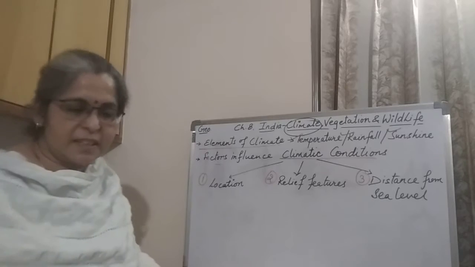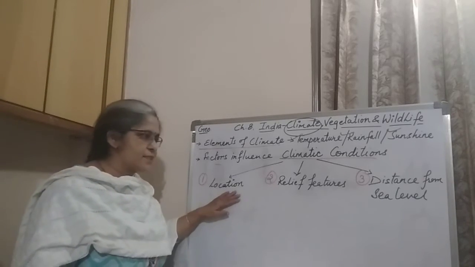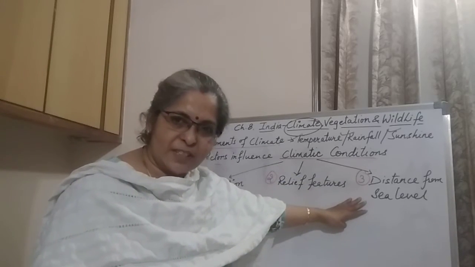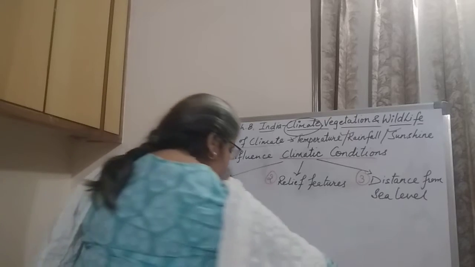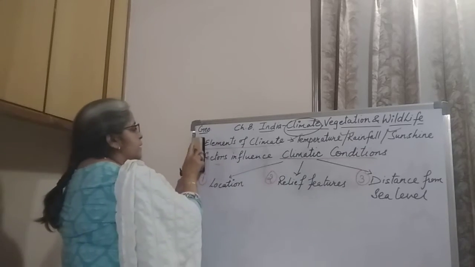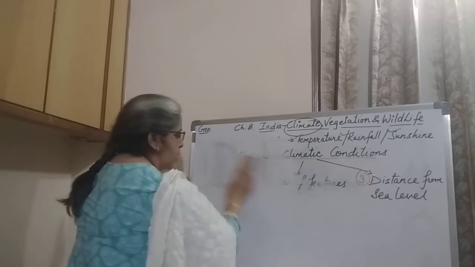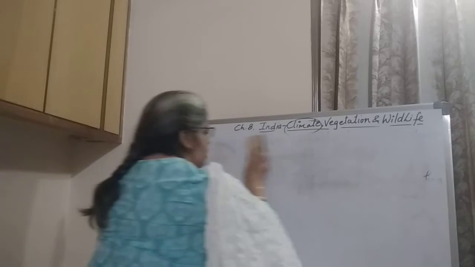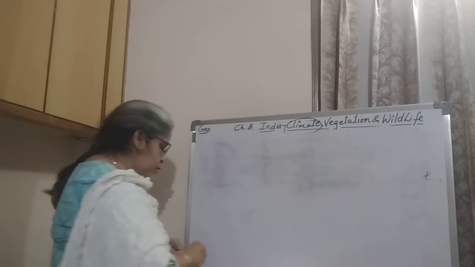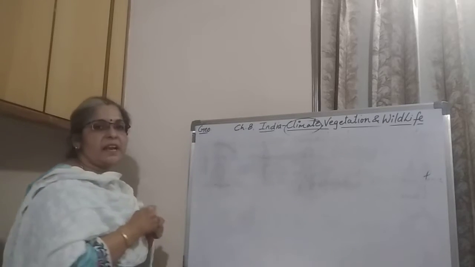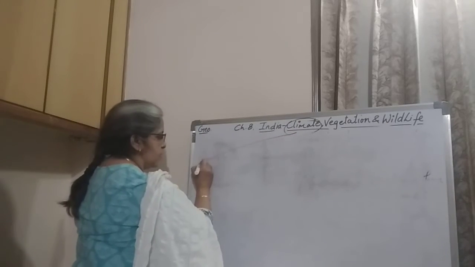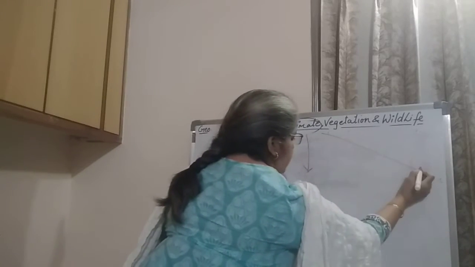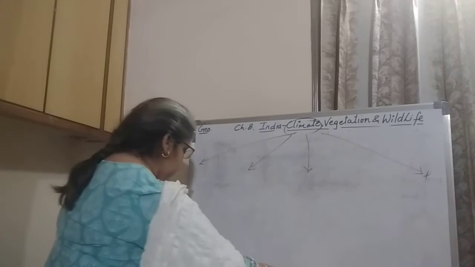This is how the climate changes because of these three factors: location, relief features, distance from sea level. Okay children, now if I move to the types of seasons. After the factors of climatic conditions, now I am moving towards the seasons. Now we are having 4 seasons. See, everybody knows we are having the cycle of 4 seasons. Which are the 4 seasons?